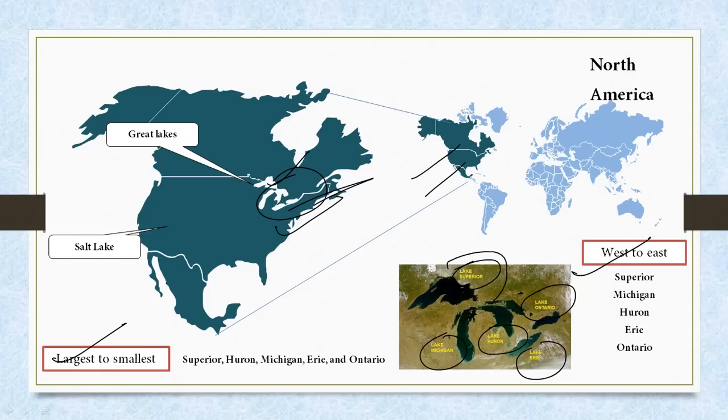And here Lake Superior is the largest freshwater lake in the world, and Lake Michigan is the largest lake that is entirely within one country. And other important lake is Salt Lake, which is in USA.